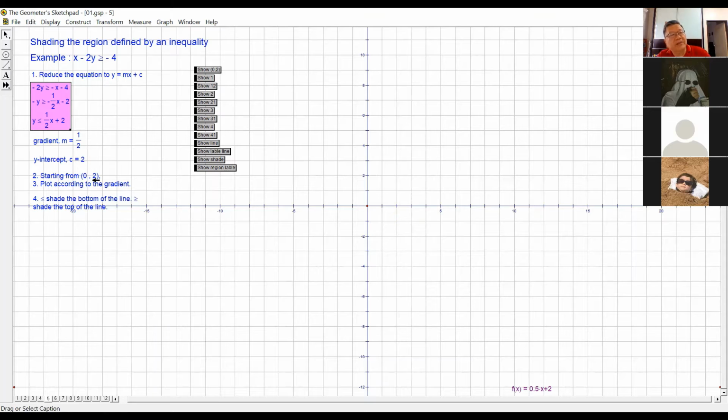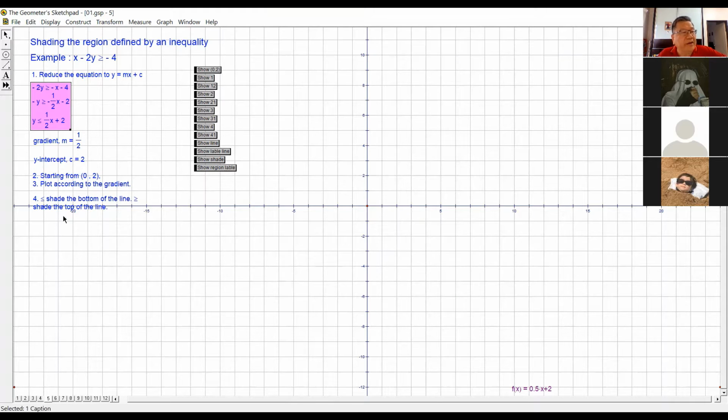Now, sometimes I told you in the last lesson, we start by plotting from the y-intercept. But sometimes the y-intercept is very far away. You can also start by plotting from the x-intercept. So you find what is the x-intercept, you mark the x-intercept. So it depends on the equation of the line and your scale. All right. Then you plot the line according to the gradient, not according to the points that you have substituted in, like in your textbook.